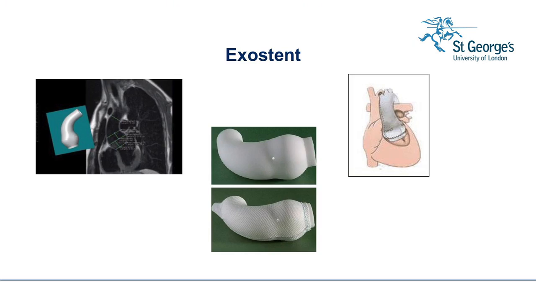A more recent development is the exostent. This operation is still experimental, but proving quite successful. The heart is not entered, but from a 3D MRI scan, a model is made of that particular patient's aortic root, and a Dacron wrap is designed to fit that particular patient. So at surgery, the wrap is put around the aorta from outside the aorta without entering the heart. Complication rate is low, and the recovery time is much shorter.